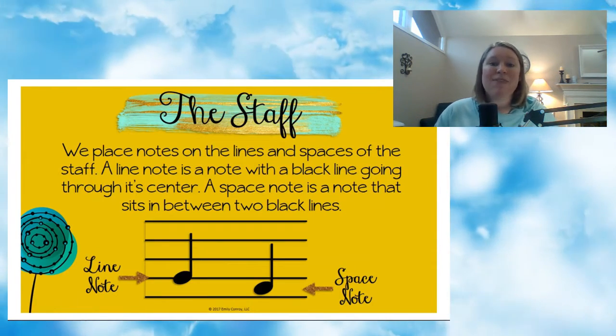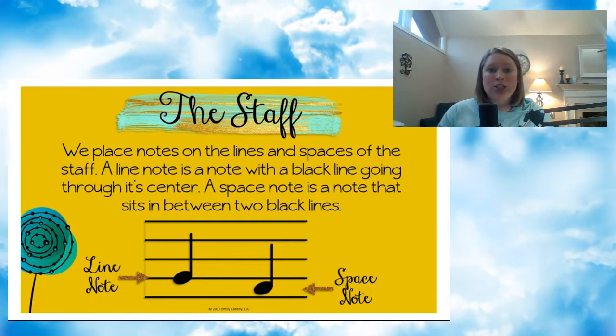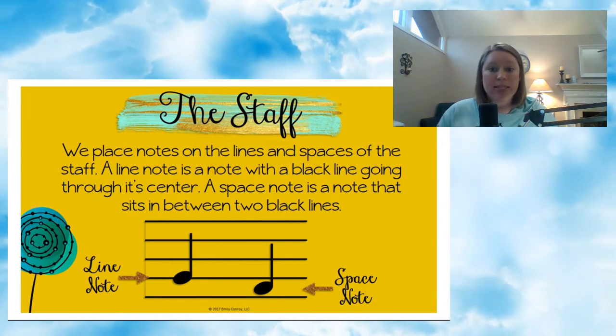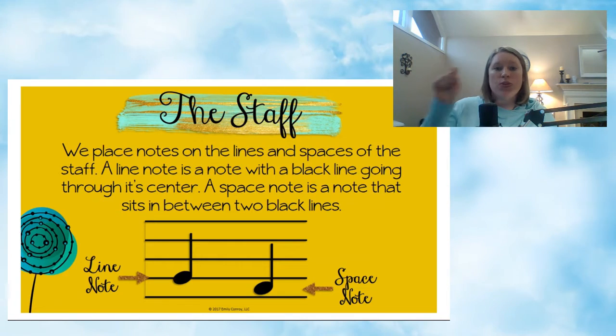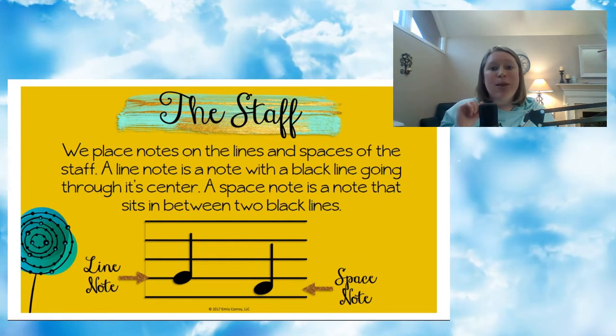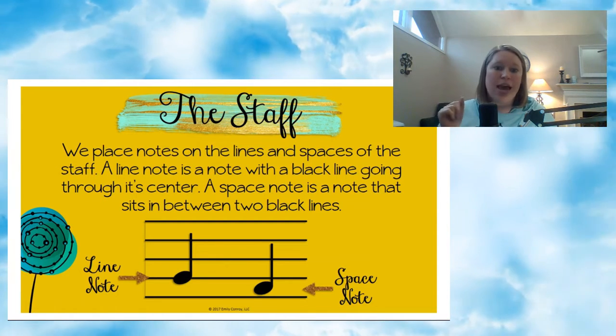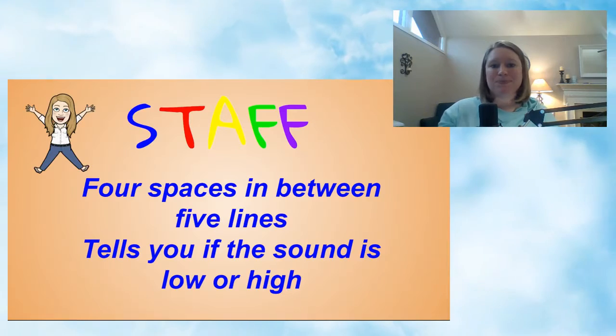All right, so the staff is 5 lines and 4 spaces. We place notes either on the lines or in between the lines in the spaces. So a line note is a note with the line going through it, and a space note does not have a line going through it. So you can see that in the picture on the screen.